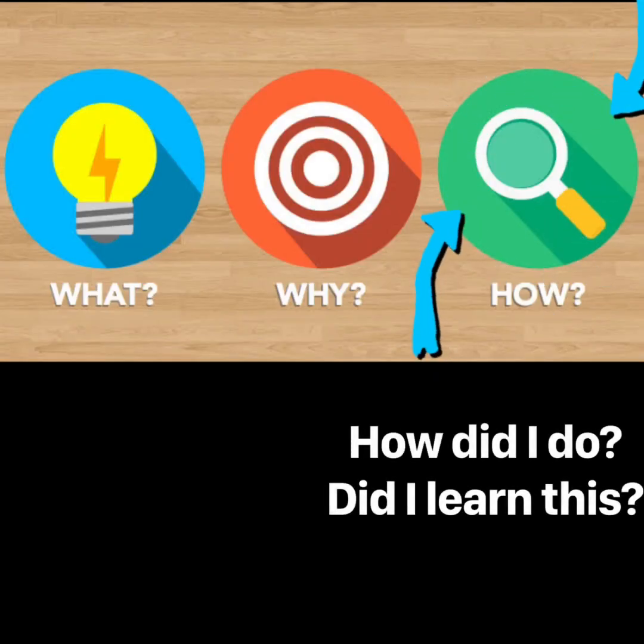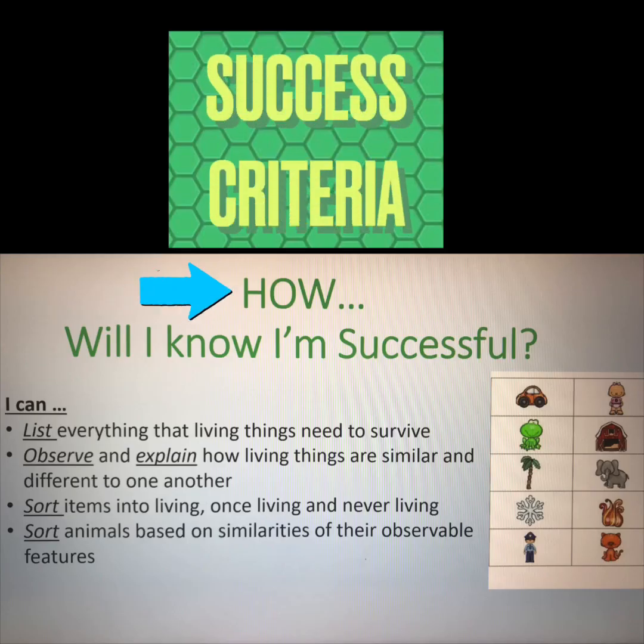Our how is the measure used to determine whether and how well learners have met the learning intentions for today. Students ask themselves these questions. At the end of the lesson, students should be able to go through this list and tick off everything in the list. I can list everything that living things need to survive. I can observe and explain how living things are similar and different to one another. I can sort items into living, once living, and never living. And I can sort animals based on similarities of their observable features.